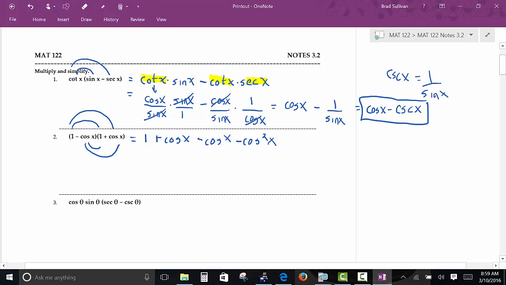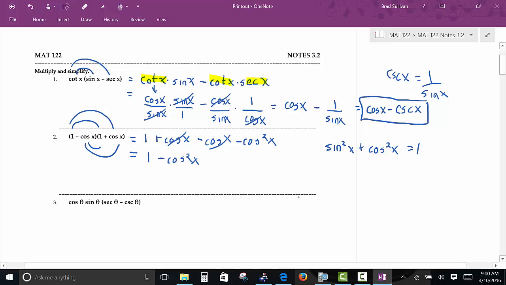So what do you see happening? We have a cancellation, and then we have this. That's the result of the foiling, but there is more we could potentially do on this problem. When you see cosine squared pop up in a problem, what you want to think about immediately is this identity right here. That's one of the identities we learned. So we want to try to simplify this further if we can, just see what happens.